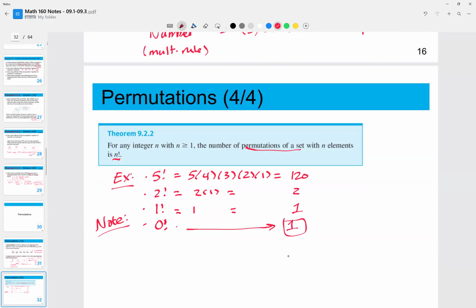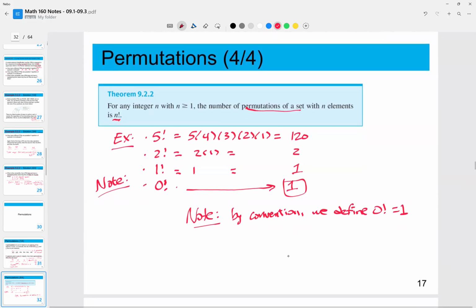Okay. So note, by convenience or by convention, we define 0 factorial as 1. It doesn't make any sense. It doesn't match this definition, but whatever. In this theorem, it actually says let's just let n start at 1, but we do need 0 factorial to be 1 as well.